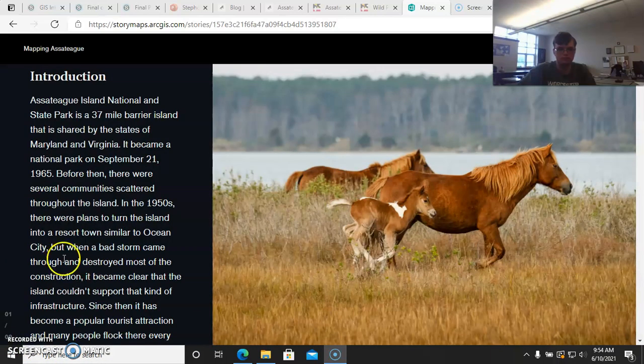Okay, we're going to start the story map off with the introduction slide. The introduction slide basically goes over some brief history of the island, for example, when it became a state and national park. It also talks about what life is like before its park status. Towards the end, it talks about how Assateague has become a major tourist destination, with its major attraction being its wild horses.